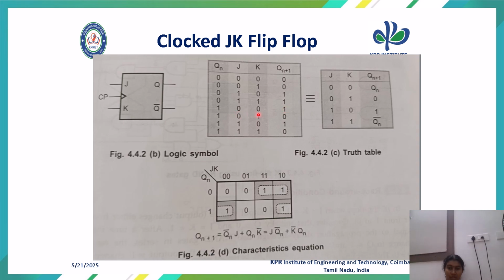Similarly, if both the inputs are given 0, there is no change in the output, so it follows the previous state output. So therefore Qn is equal to 1 and Qn plus 1 is equal to 1. There is no change in the output.